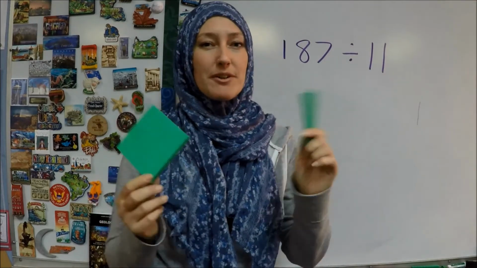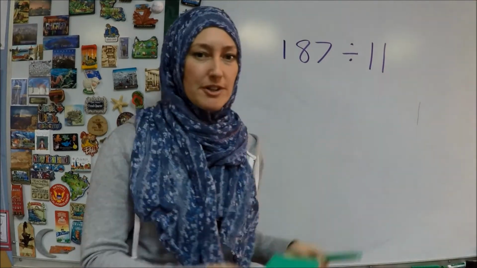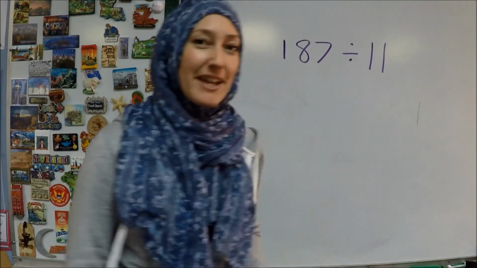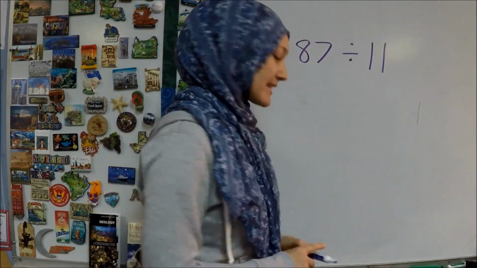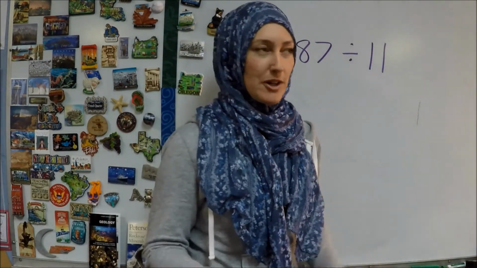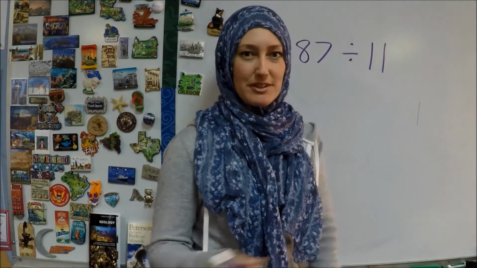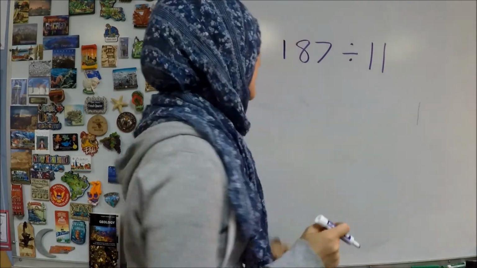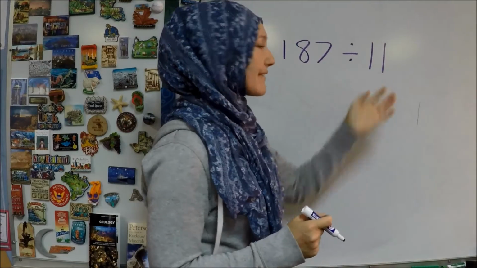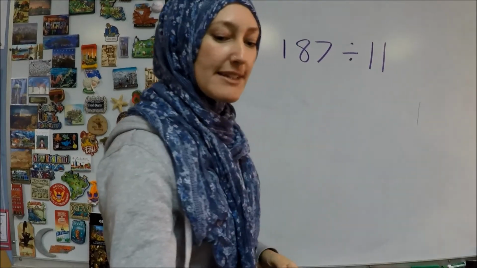Okay, so even if you don't have these blocks at home, or if you're moving on to a different strategy, that's okay because you can still represent the same idea with a quick draw, which sometimes is even faster than figuring out all the manipulatives. So when we have 187 divided by 11, the idea is the same.